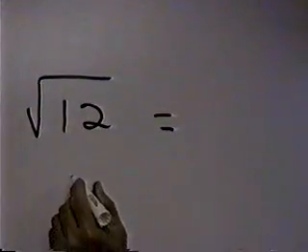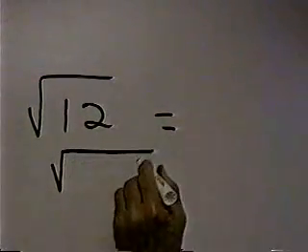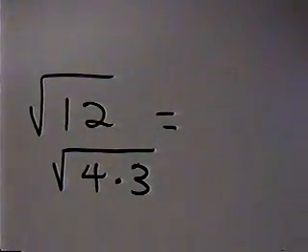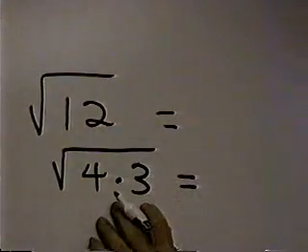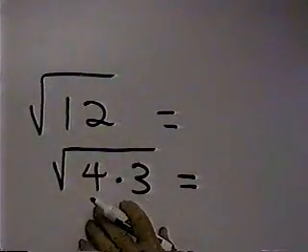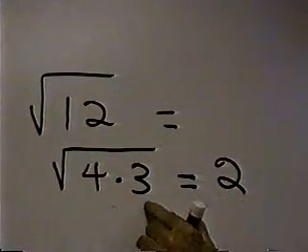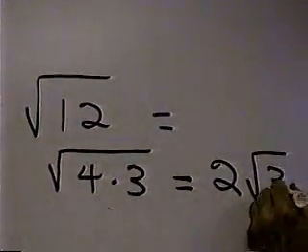The square root of 12, what you do is you come back and you split it up, where one of them you can take out. In other words, you factor this so that one is a perfect square. Now what's the square root of 4? That's 2. Square root of 3, we have to leave it there.